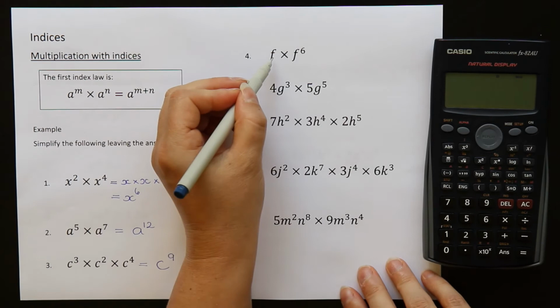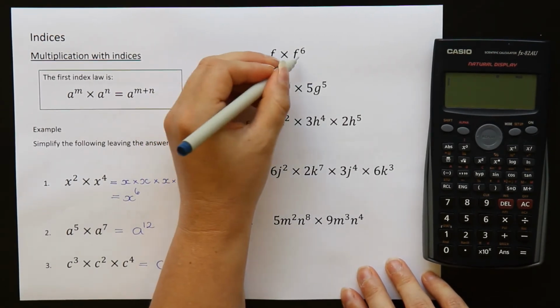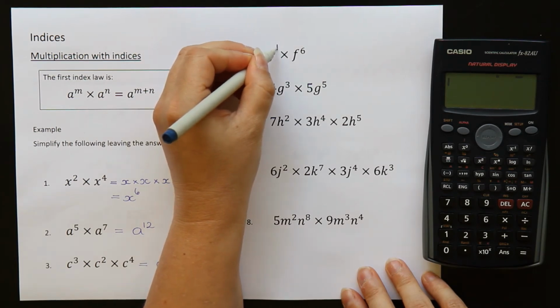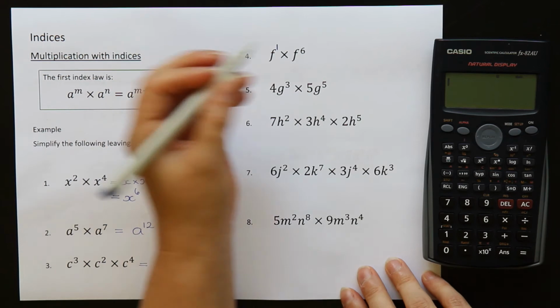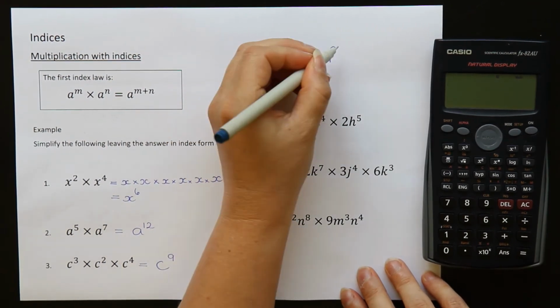Question 4, f times f to the power of 6. Now they both have a base of f. This one doesn't seem to have a power. If there's no number there, it just means it's a 1. So f will stay the base, and 1 plus 6 is 7.